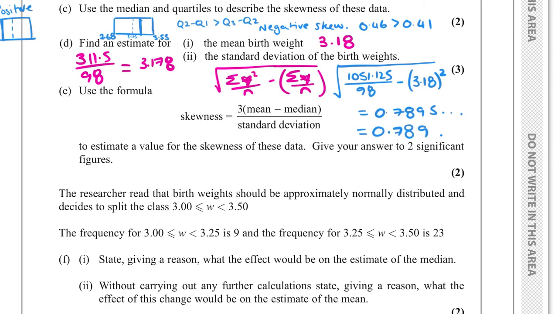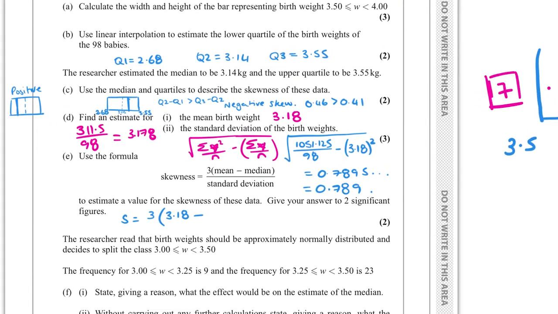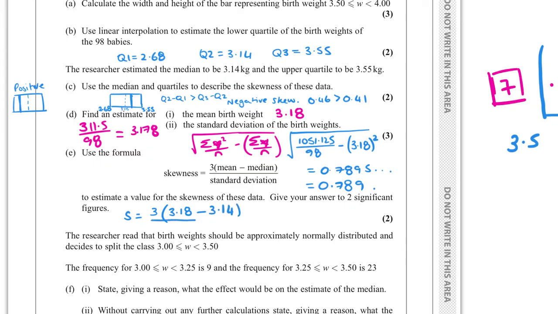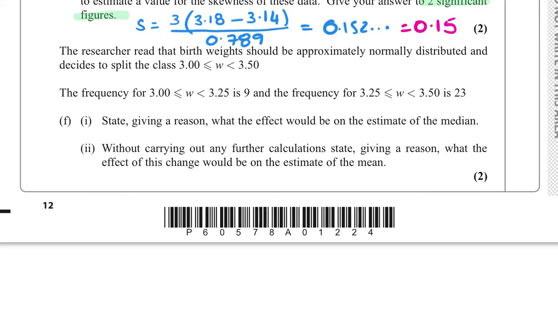Then part E says, use the formula skewness equals 3 times (mean minus median) over standard deviation to estimate the value. So again, common sense, three lots of the mean, 3.18, minus the median, we were given that earlier, what was that, 3.14, over standard deviation, 0.789. It's literally that easy. I get 0.152. For some reason, it wants the answer to two significant figures. What do I get? 0.15. Easy.